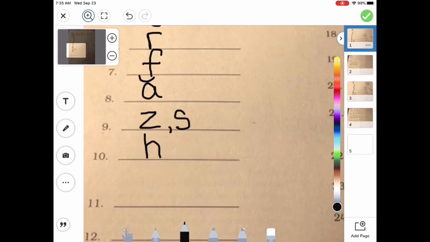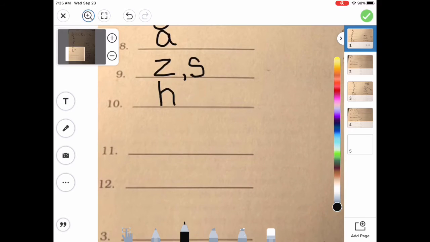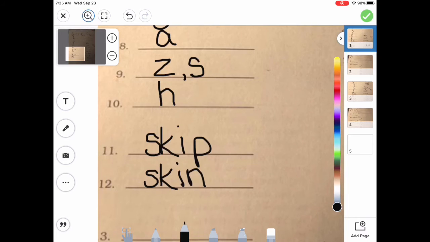On number 11, we're going to try to do something a little bit trickier. We're going to try to spell the word skip. Remember, it's got that blend at the beginning, sk, sk. That's right, that SK. Then we hear I, and then P, skip. On number 12, we're going to try to spell the word skin. So we have sk, SK, very good. Then I, and then N, good job.